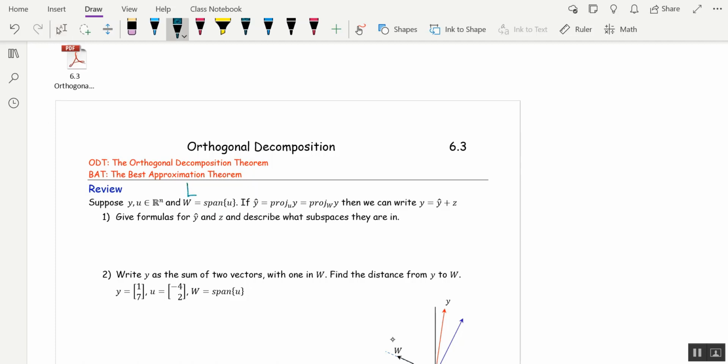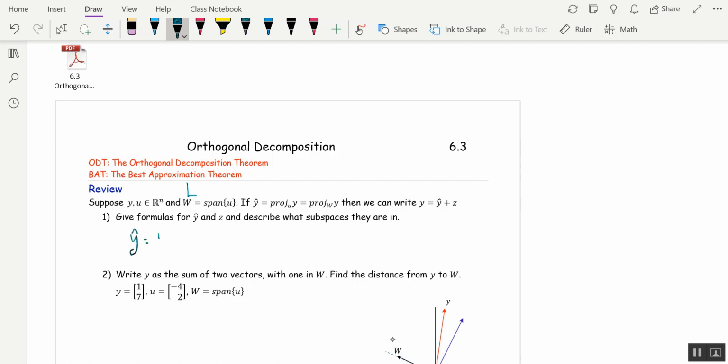Last time I said L was the line spanned by u, and we're going to let y hat be the projection onto W of y, and that's the same as last time. I would have called that the projection onto L of y. We can write y as y hat plus z, and so let's review those formulas.